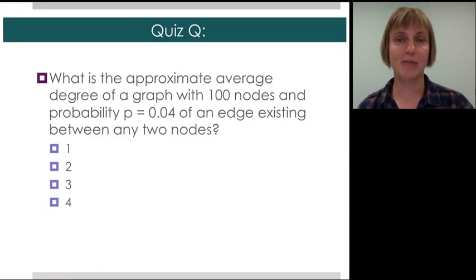So, to further deepen your understanding, I'd like you to figure out what the approximate average degree of a graph with 100 nodes is, where the probability of any two nodes sharing an edge is 0.04. And I just want the approximate value. Is it 1, 2, 3, or 4?